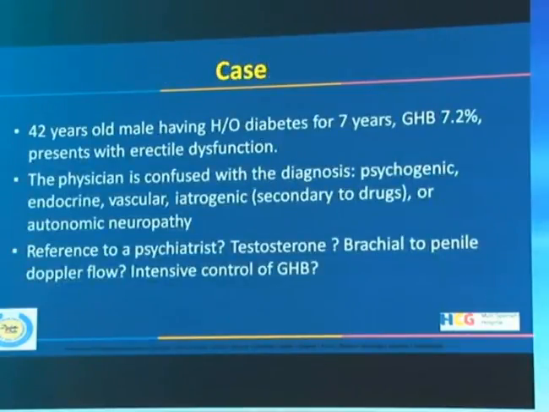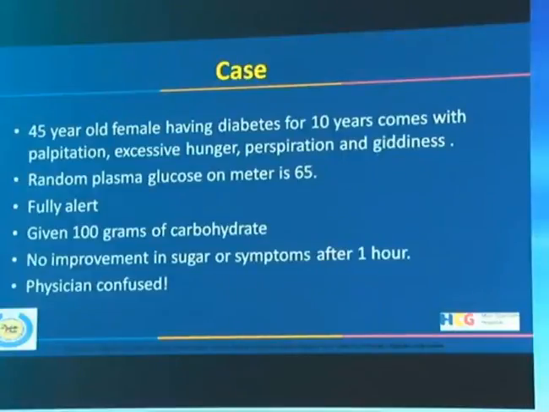We go back to our case. 42 years old male having diabetes. I was told to kindly conclude now. Last two slides. So this is the place where if you go for cardiac autonomic neuropathy in a patient having erectile dysfunction, you will be immediately able to differentiate. If it is autonomic in nature, you don't need to send him to a psychiatrist or go for very fancy tests. And this is what I already told you.